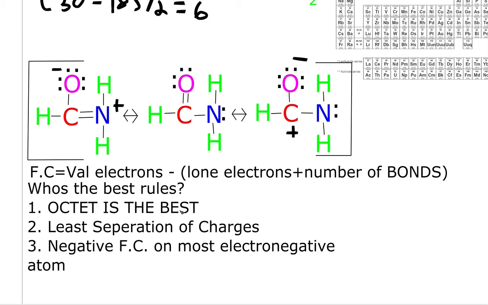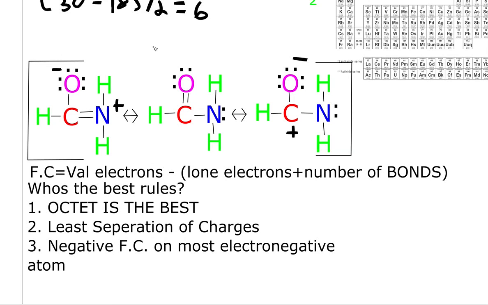Now, let's look at the next one. Least separation of charges. This one has a plus and this one has a negative, and this one has no charges, so that one's off. So the last one is negative formal charge on most electronegative atom, but we don't have to even worry about that because we already canceled these two down to give this one.